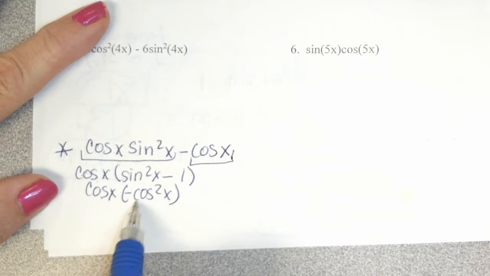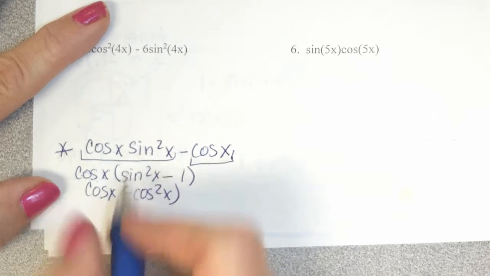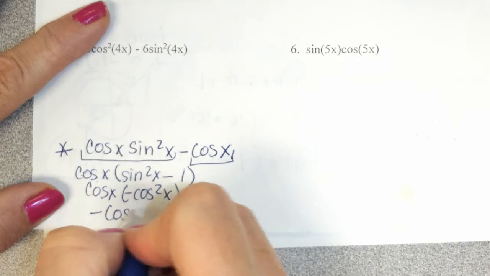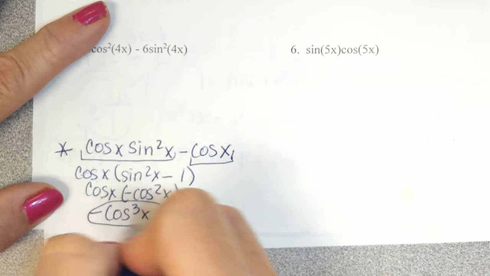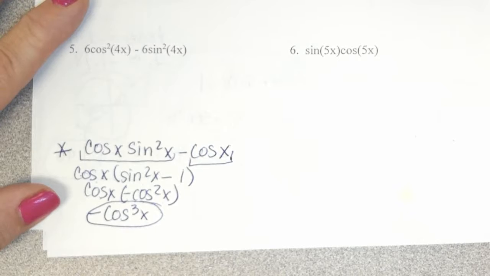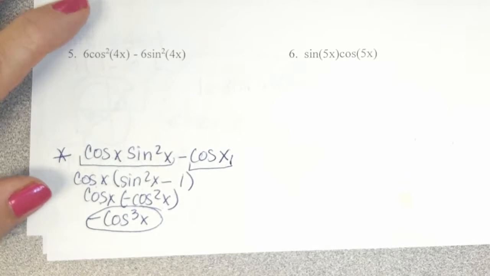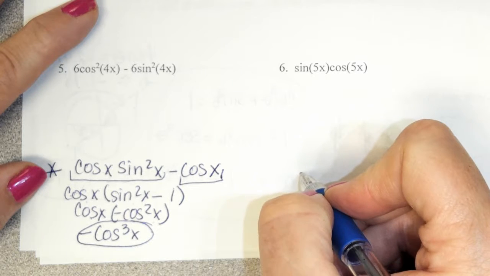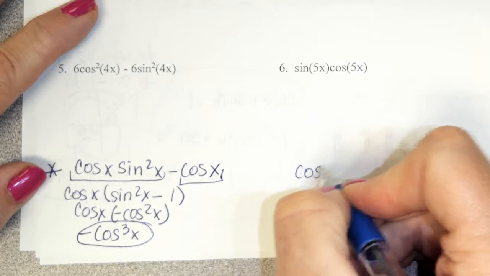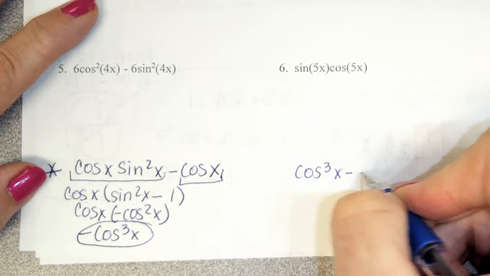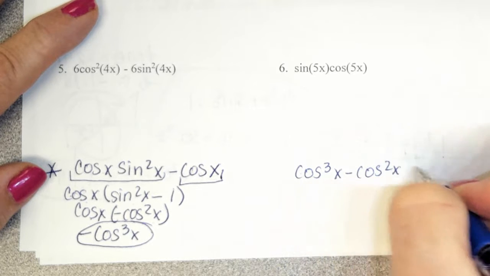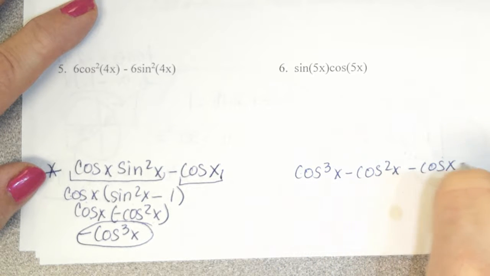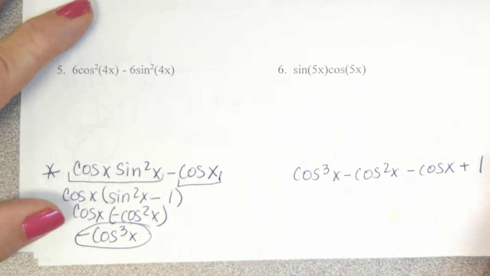So what's cosine times cosine squared? Cosine to the third power. So this can all be simplified to negative cosine to the third. All right, let's do one more. What about this? What if we have cosine to the third x minus cosine squared x minus cosine x plus 1?